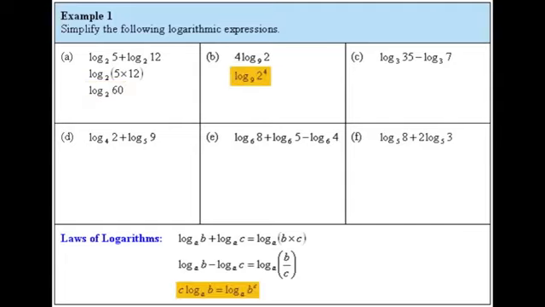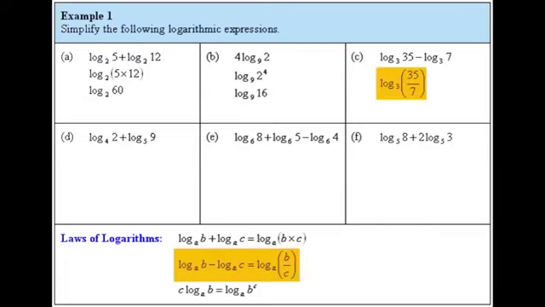In B, I have 4 times log base 9 of 2. I can use my third law of logs so that I can express my logarithm as log base 9 of 2 raised to the 4. 2 raised to the 4 is 16, so my final answer is log base 9 of 16.